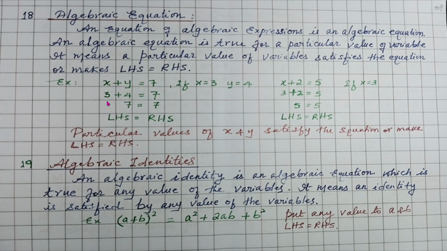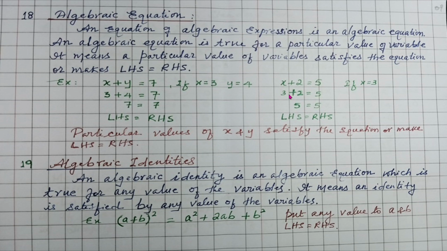Now if I put x is equal to 3 and y is equal to 4, 3 plus 4 is equal to 7, 7 is equal to 7, LHS is equal to RHS. That means when x is equal to 3 and y is equal to 4, we get LHS equal to RHS, or the value of x is equal to 3 and y is equal to 4 satisfies the equation. Now here also if you see, x plus 2 is equal to 5. Now if I put x is equal to 3, it becomes 3 plus 2 is equal to 5, 5 is equal to 5, LHS is equal to RHS.